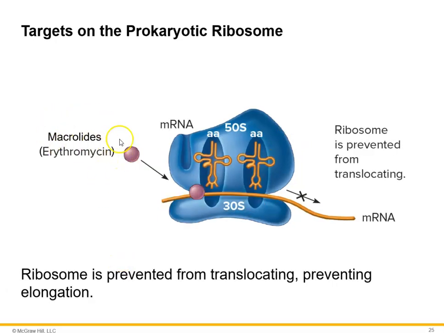Okay, so then you've got macrolides such as erythromycin, and these are going to prevent the ribosome from being able to translocate the mRNA molecule. So it cannot move down the molecule, cannot continue reading it, so elongation is going to be prevented, or the growing of that amino acid chain, that protein, is going to be inhibited.